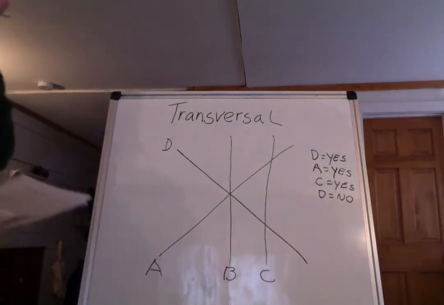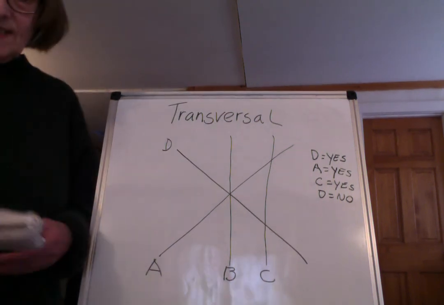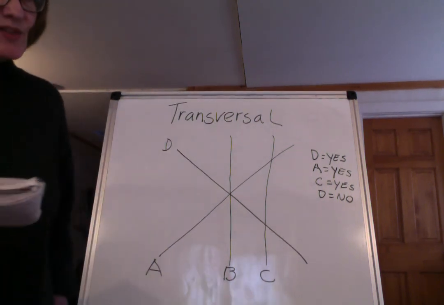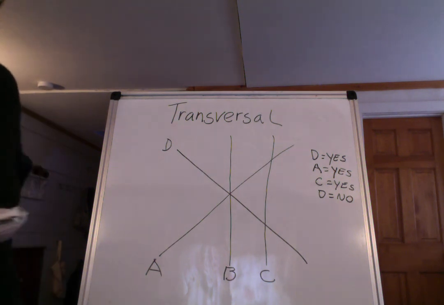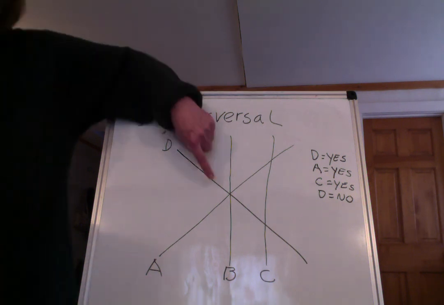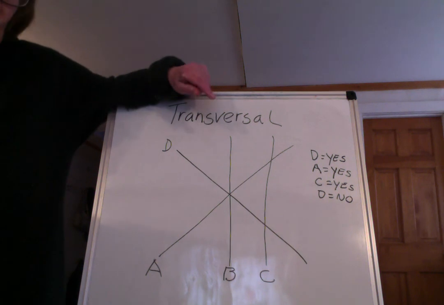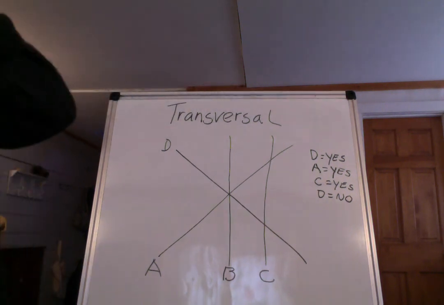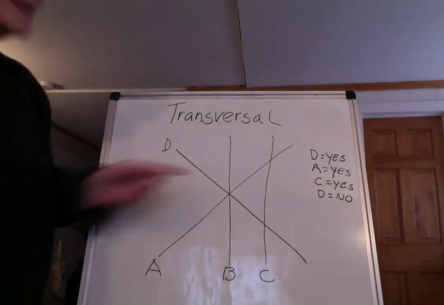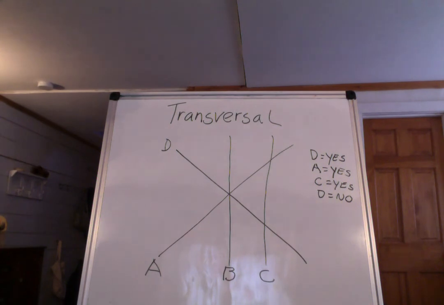I wonder if any of you can tell me why. B does not hit two different lines. Well, it can't hit them all at the same time. It has to be two separate points that it hits. It cannot hit them all at the same point. So B is not a transversal.